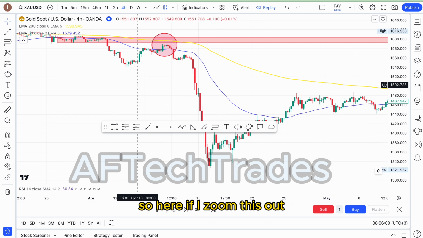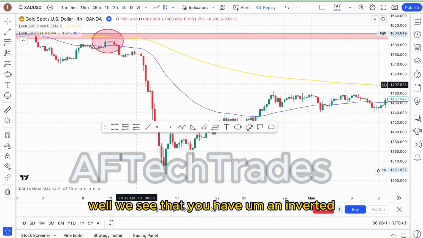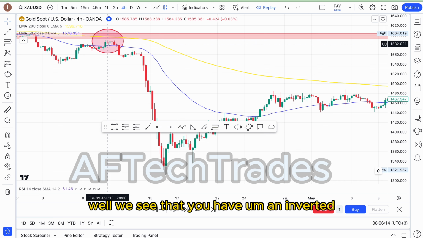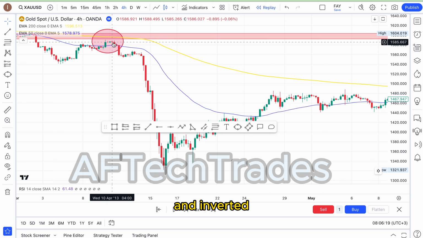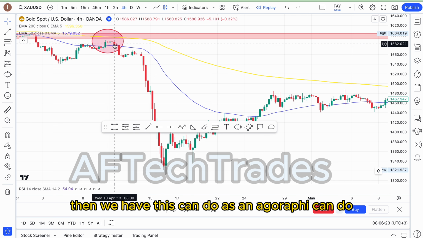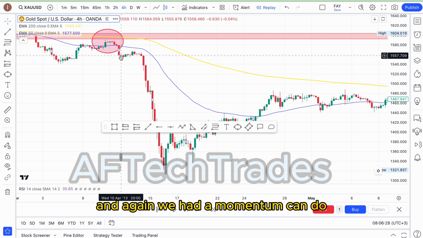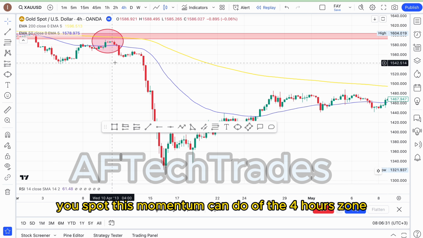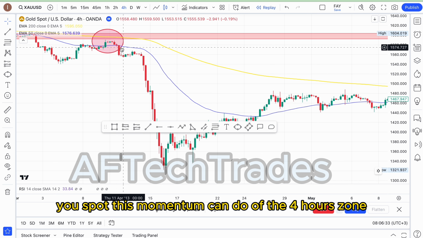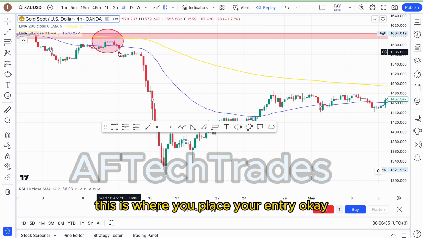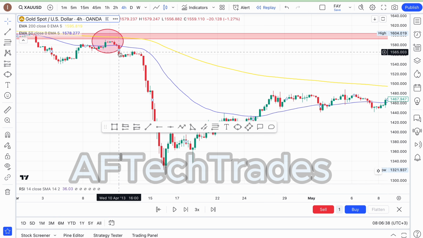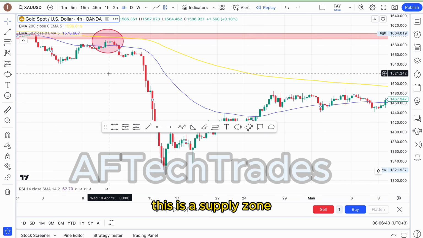Okay, so here, if I zoom this out, we see that you have an inverted hammer here, more like a pinhead, right? Then we have this candle as an engulfing candle, and again we had a momentum candle. Immediately you spot this momentum candle of the 4 hours zone, this is where you place your entry.